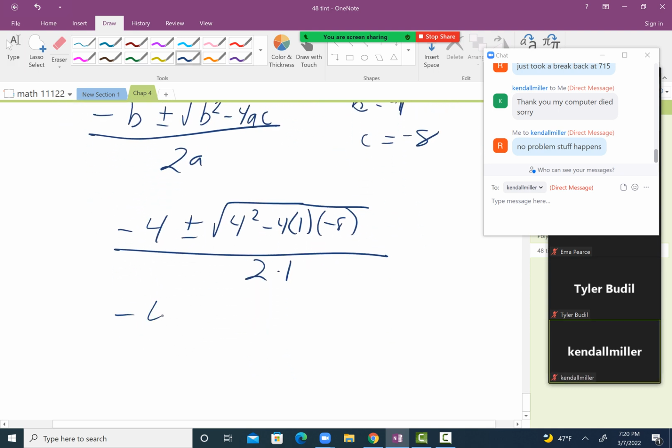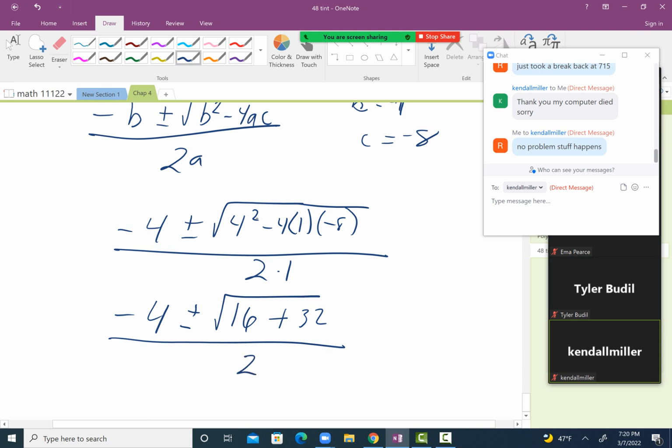So then normally we could just go ahead and put this in Desmos. Okay, I'm just going to run through it. Right, so 4 plus or minus the square root of 4 squared, which is 16. Minus 4 times 1, which is 4. Minus that negative 8 gives me a plus 32. So I have this. And of course, this is just 2 on the bottom.